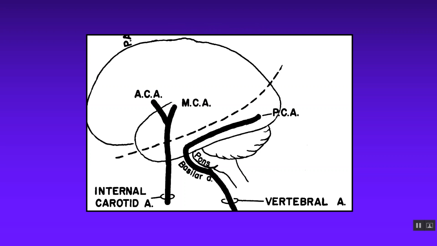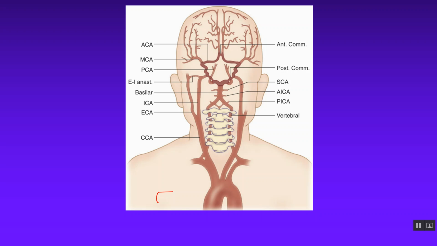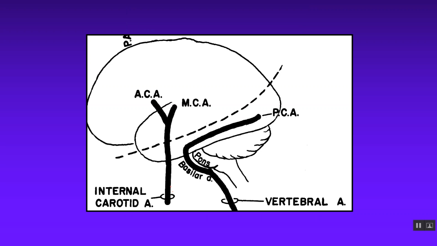So let's show you. This is, again, I like simple pictures. If you look at this one, here are the internal carotids coming up. They go up to supply almost the entire cerebral hemispheres up here. It divides into the middle cerebral artery, which supplies most of the outside of the cerebrum, and the anterior cerebral artery, which supplies the medial surface of the cerebrum.